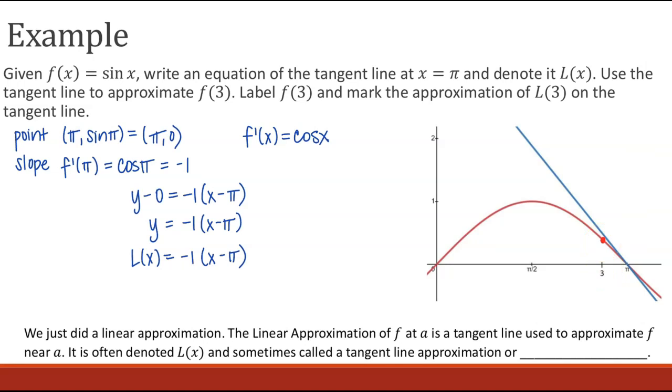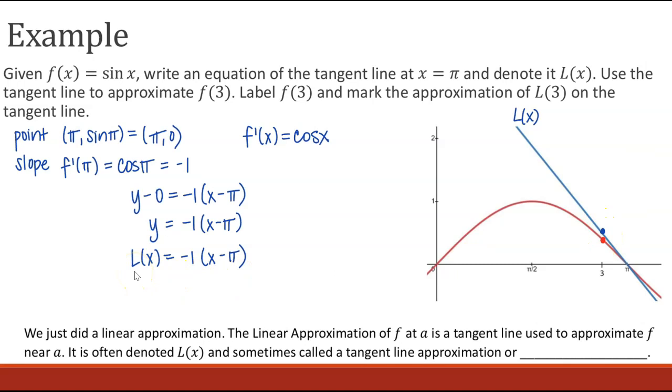So we're going to approximate f of 3 by plugging 3 into the tangent line. This blue line here is L of x, the line that we just found. If I plug in 3, then I'm finding this value right here. So they're pretty close together. It's not too bad because I'm not that far away from pi. Pi is the point of tangency right here. As long as I'm not too far away from my point of tangency, the actual function value and the approximate function value will be pretty close together.